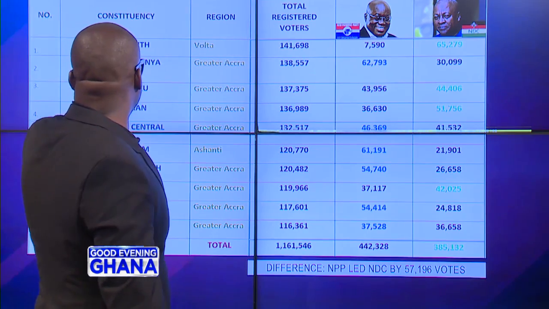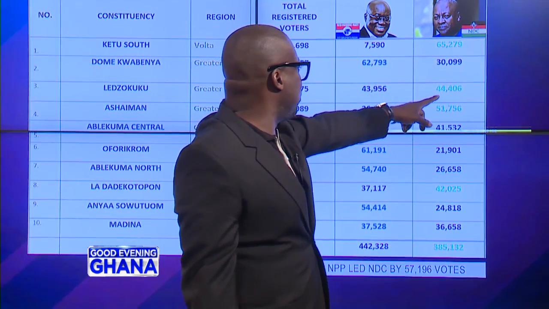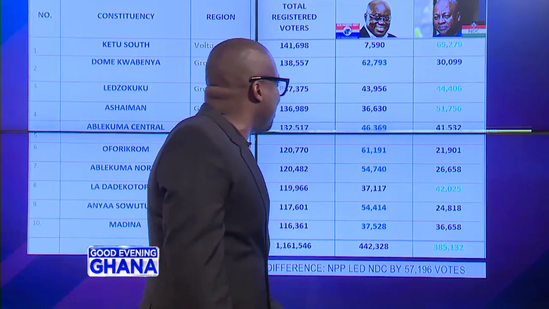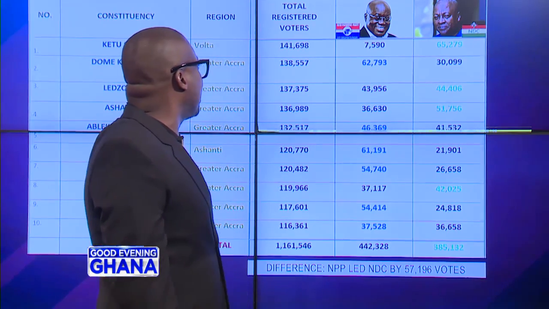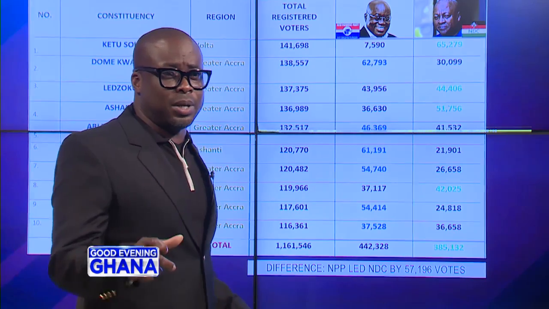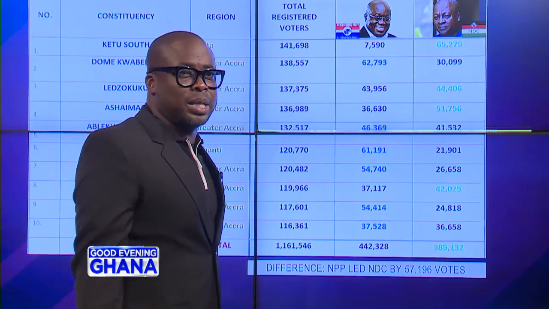And John Mahama is winning Lejokuku, but see how close it is. John Mahama is getting 44,406. Akufo-Addo is getting 43,956. Mighty, mighty close. Lejokuku is a place to watch because in Lejokuku, the parliamentary election is won by the NPP. Dr. Okoboy, our favorite Deputy Minister of Health, is the one in the mix here. Okoboy is winning the parliamentary seat, just edging it, and John Mahama is just edging the presidential.